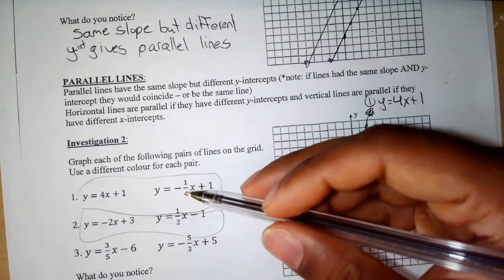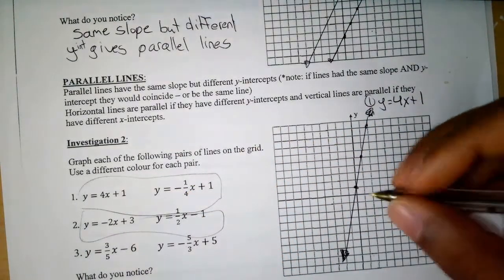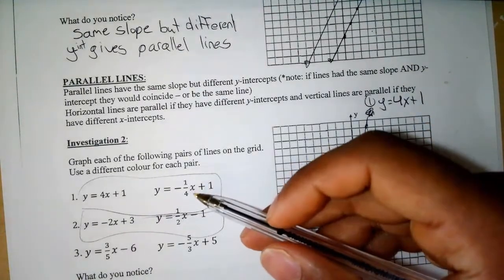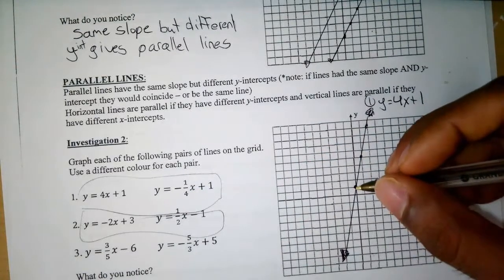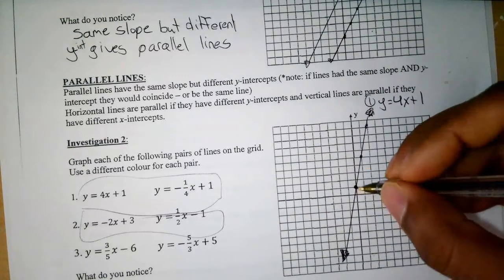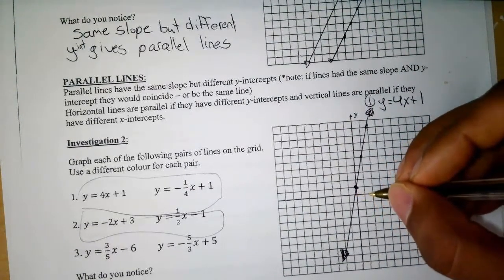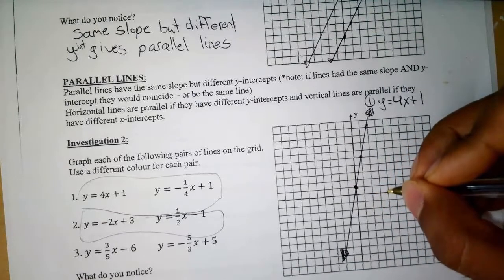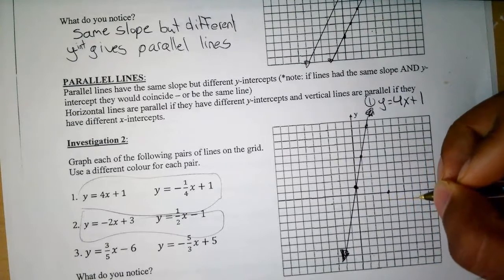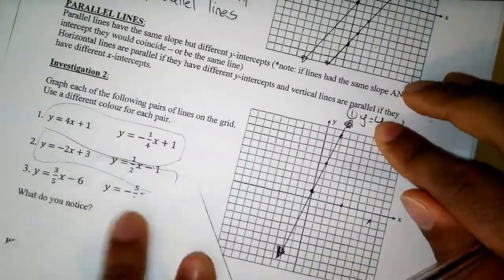So y equals negative 1/4 x plus 1. So again, we're on the plus 1 section. And now the rise is actually negative, so it's going to go downwards, right? So down 1, right? And over 4. 1, 2, 3, 4. Down 1, over 4. 1, 2, 3, 4. Okay, so now we're actually going this way.